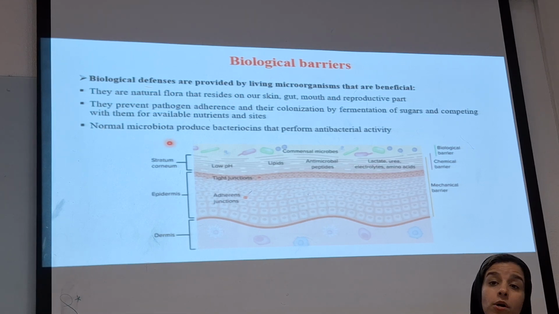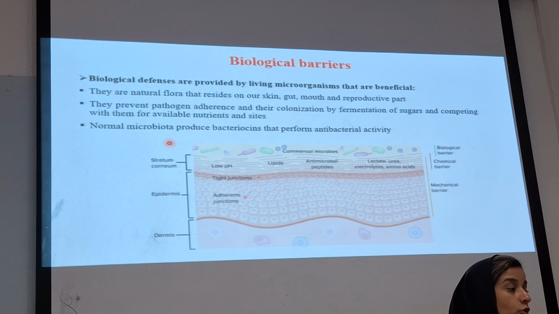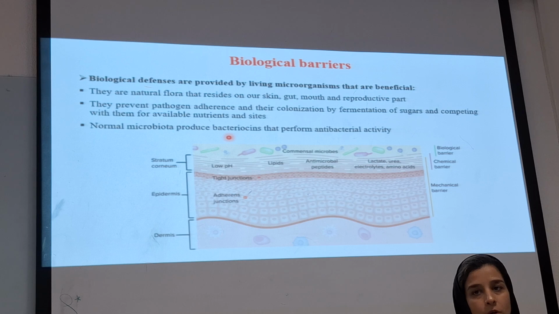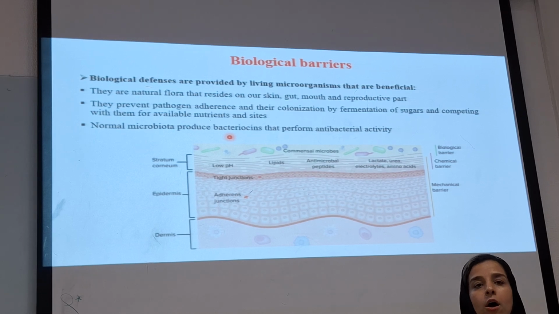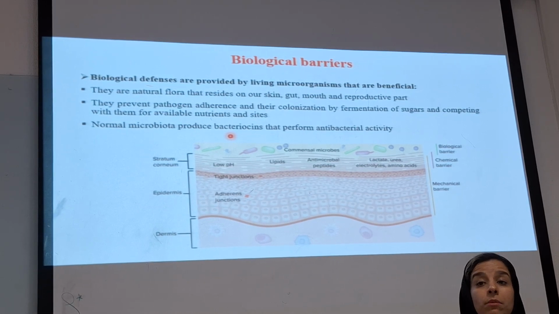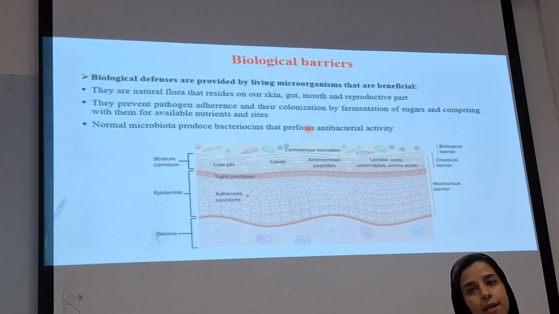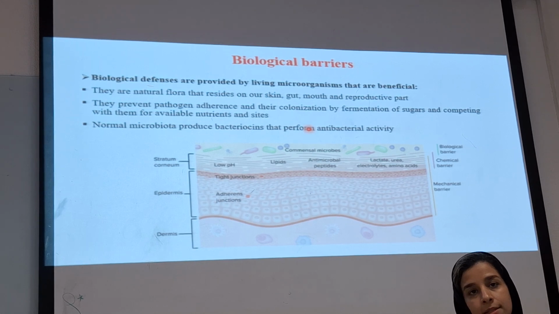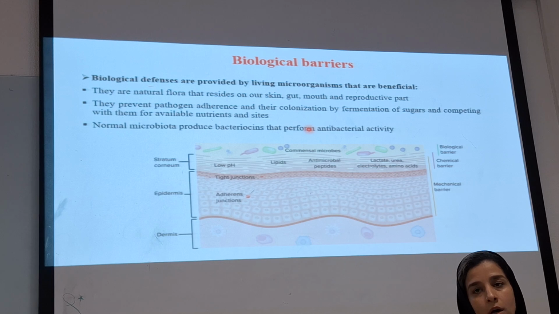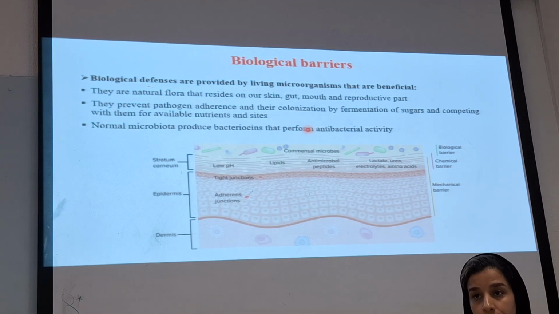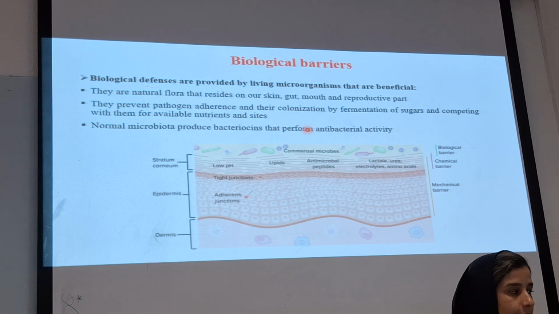And also, apart from competing for nutrients and sites, these normal flora or microbiota are able to produce some antimicrobial peptides like bacteriocins, and these chemicals are able to kill the pathogens and have antimicrobial activity.